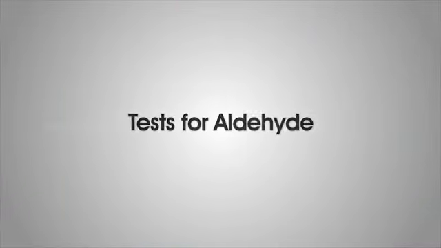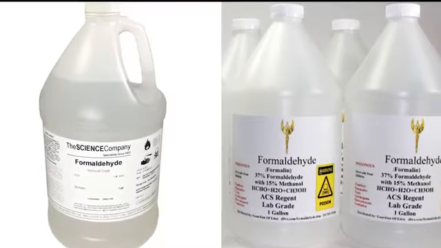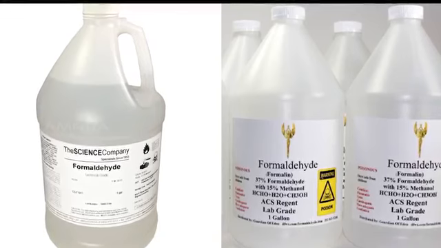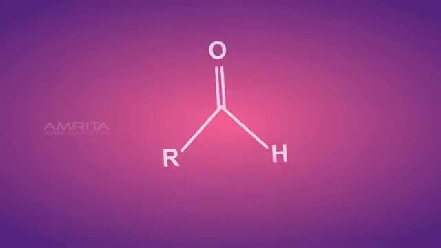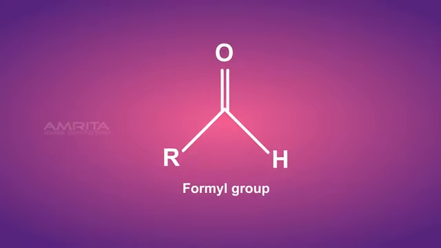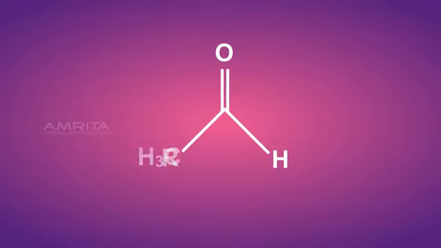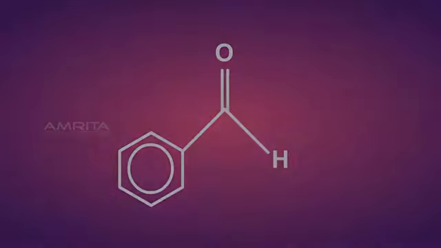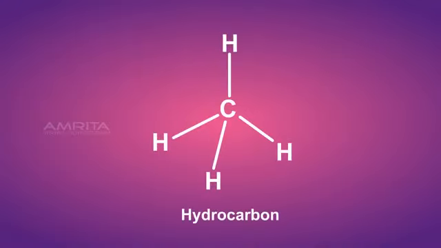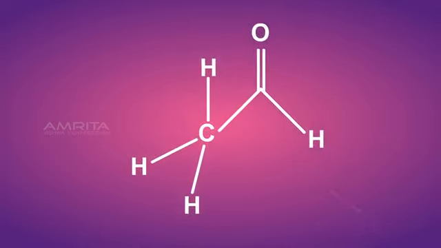Tests for aldehydes. Aldehydes are organic compounds containing the formyl functional group, in which the carbonyl carbon is attached to a hydrogen atom and an R group. The R group may be an alkyl or aryl group. Aldehydes are formed by replacing a hydrogen atom of a hydrocarbon by the formyl group.